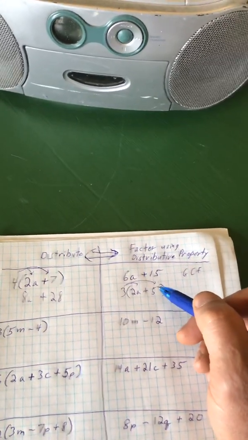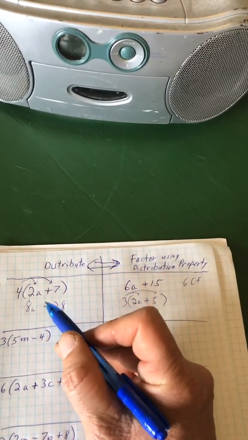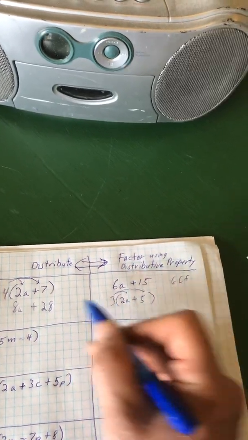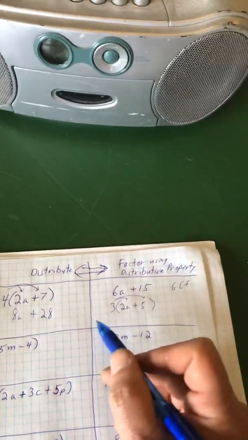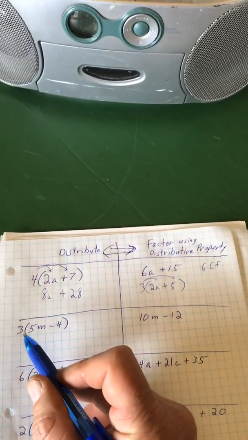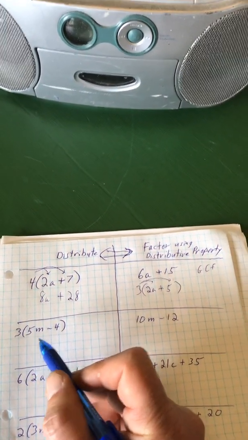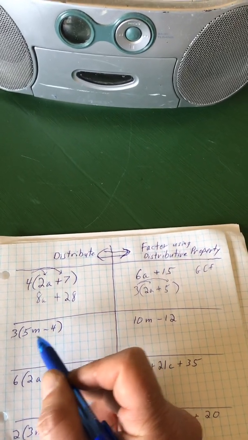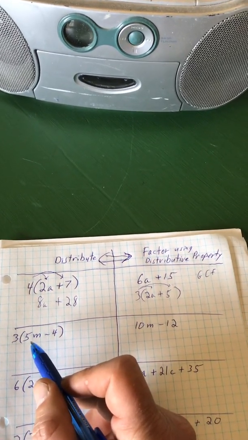And you know you're right. So as I'm teaching this, I want to teach you how to distribute, and I want to teach you how to factor because they're opposites of each other. So you can always double check. So here, I want you to try this one. This is 3 times the difference of 5m minus 4. That's how you'd say it.